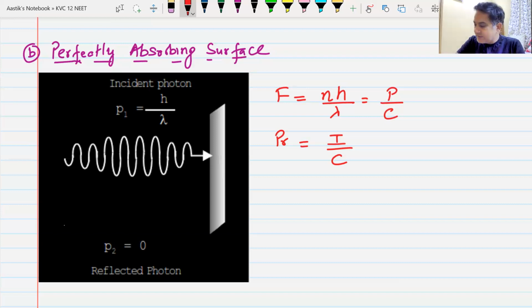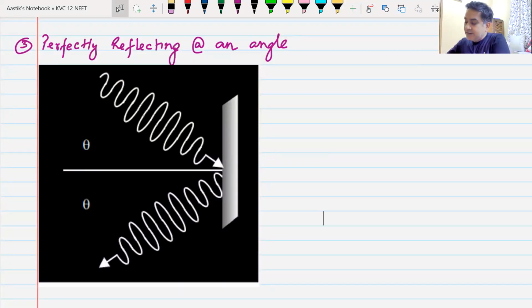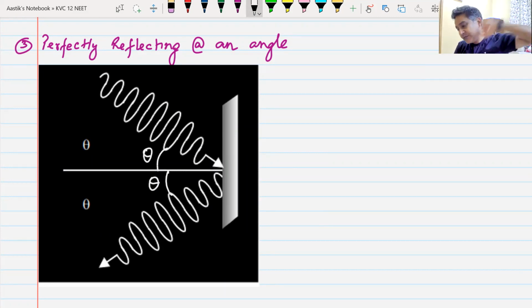Then comes the next case. If it is incident at an angle and it is perfectly reflecting, let us say that it falls at an angle theta, and this is a perfectly reflecting surface. Then what will be the force? If you understand perfectly reflecting at an angle, you should be able to tell me what will be the answer for perfectly absorbing at the same angle.